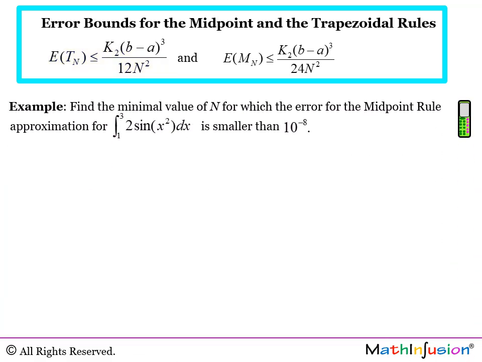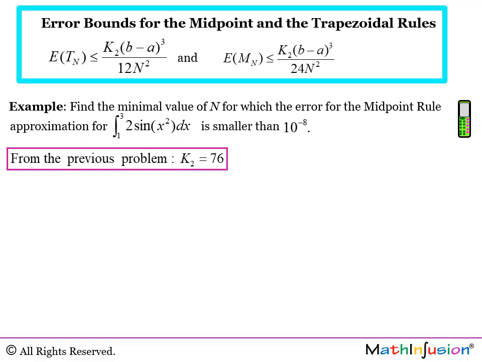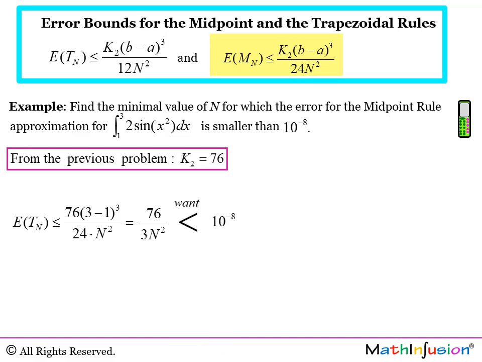Example: find the minimal value of n for which the error for the midpoint rule approximation for the integral from before is smaller than 10 to the power of negative 8. I would like to recall that K2 is 76, and we know that b is 3 and a is 1, so let's use the error bound for the midpoint. We get this. Let's simplify. And I want this to be less than 10 to the minus 8.